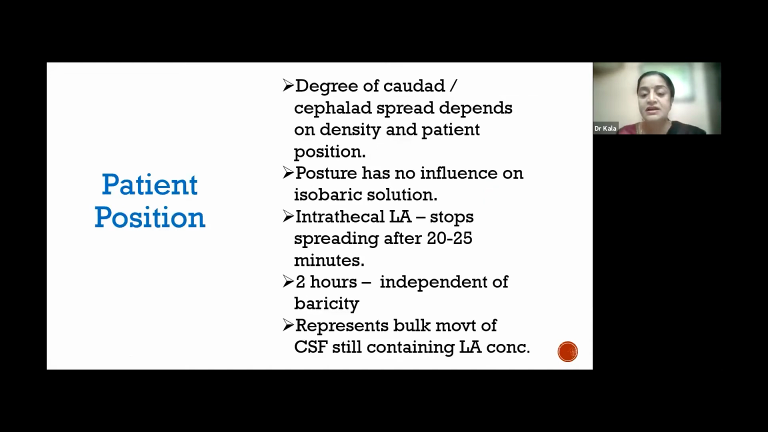Now, patient position. The degree of cephalad or caudal spread depends on the density and the patient position. For an isobaric solution, the position has no influence. Intrathecal LA stops spreading after 20 to 25 minutes with position change. After 2 hours, it becomes independent of any baricity. The bulk movement of CSF still containing LA solution keeps on spreading irrespectively.